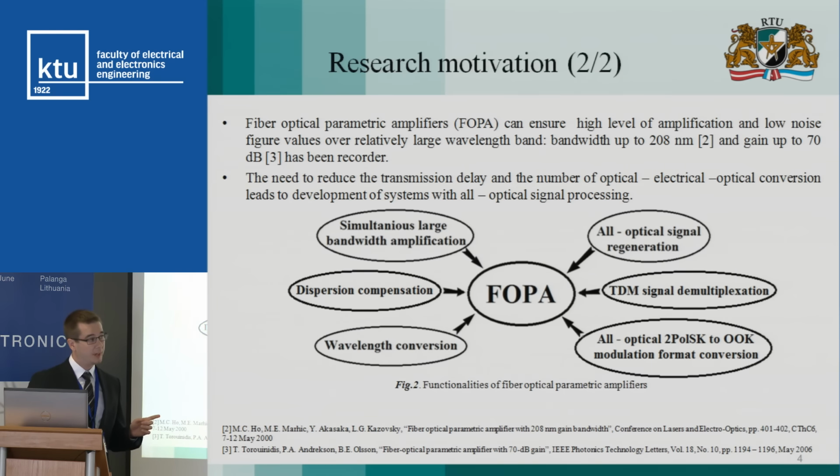But the most interesting fact about this type of amplifier is that they not only can amplify the signal, but they also can be used for optical signal processing. For example, they can be used for dispersion compensation, wavelength conversion, all optical signal regeneration, time division multiplex signal demultiplexing, and binary polarization shift keying to intensity keying modulation format conversion. 4 out of 5 of these possible uses require the so-called idler spectral components.